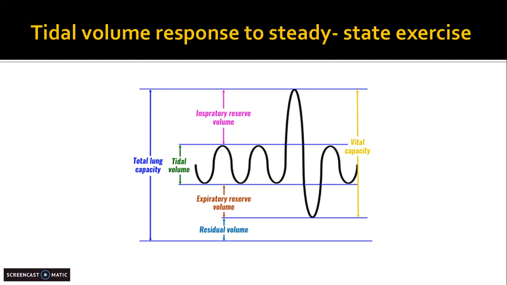Tidal volume is the amount of air breathed in one normal breath. For an average human, the normal amount of air consumed in one breath is 500 millilitres. Tidal volume increases due to an increase in breathing depth.